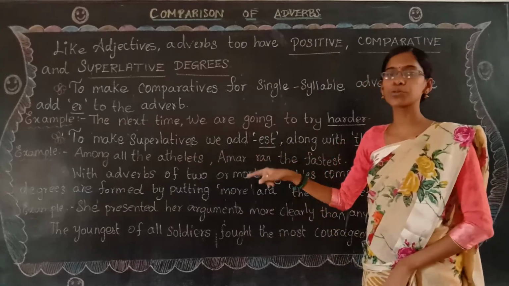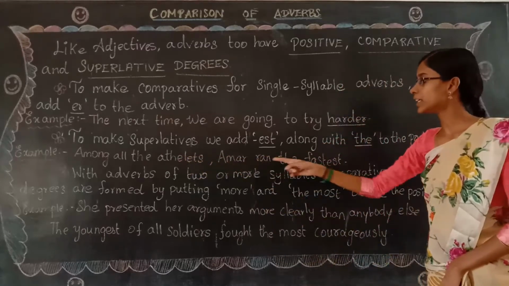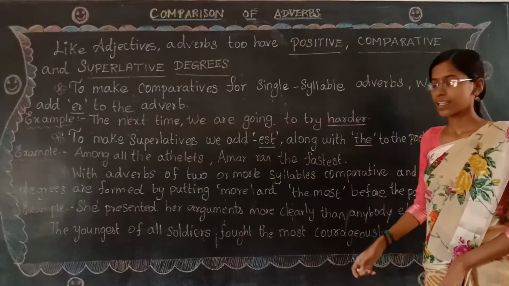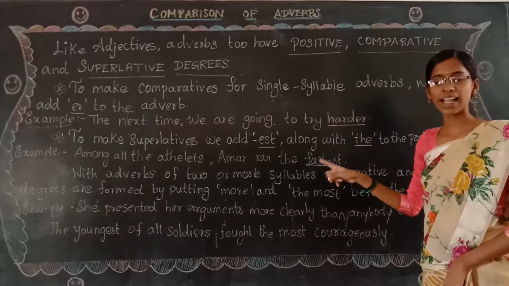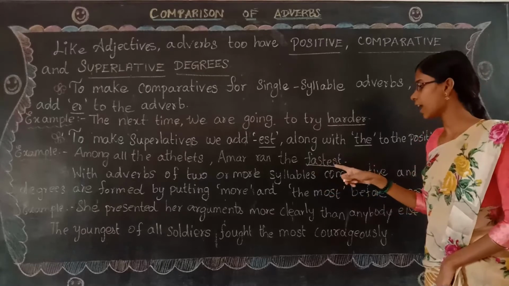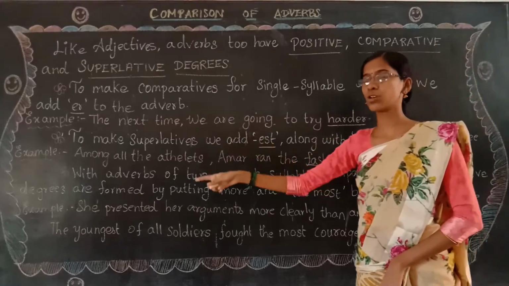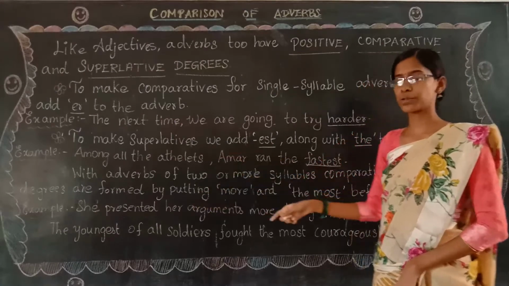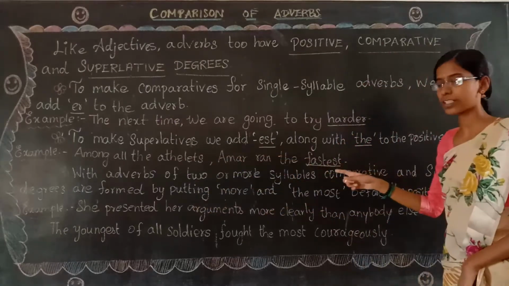So here we are using the superlative degree. Among all the athletes, Amar ran the fastest. Here, fastest: fast is an adverb, and after that we are adding est because here we are comparing more than two. So here we are using the superlative degree. The first rule is to add est after the adverb.